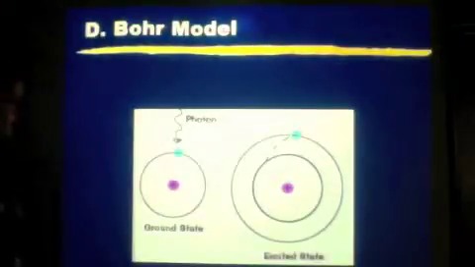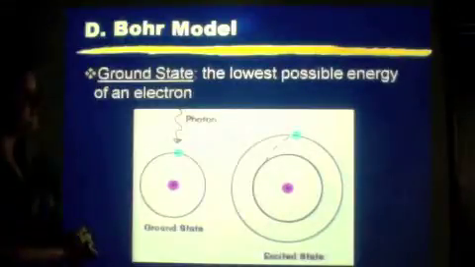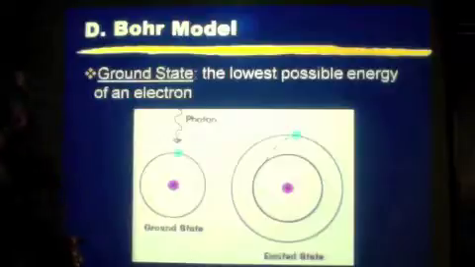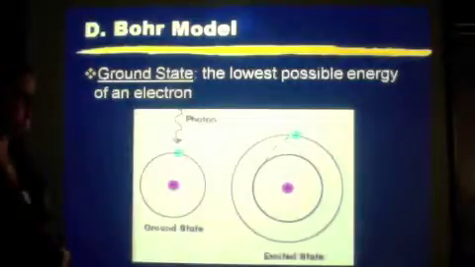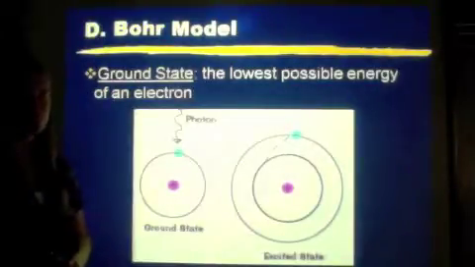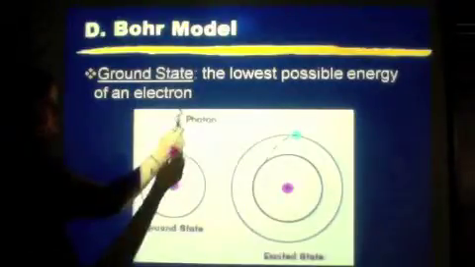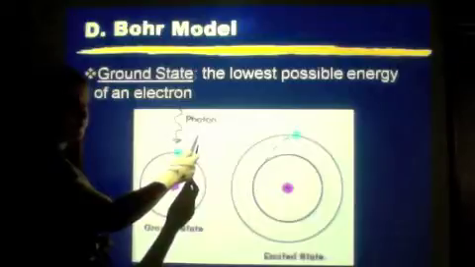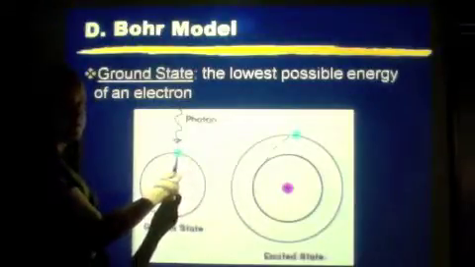Okay, so first off, you need to know two vocabulary words: ground state and excited state. Ground state is the lowest possible energy of an electron. The question in your notes asks about what happens when an electron absorbs energy. This picture is showing you exactly what happens. The energy that's being absorbed is called a photon. So in this first picture, the energy is going towards the electron, it's being absorbed.